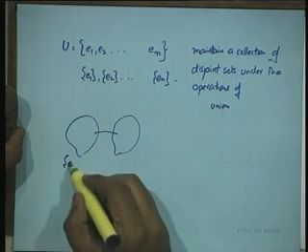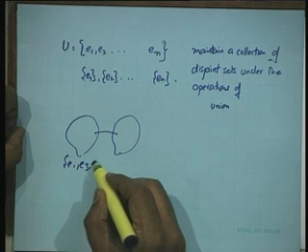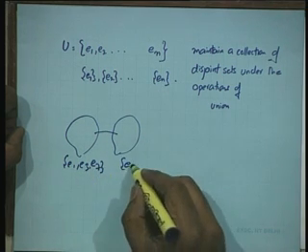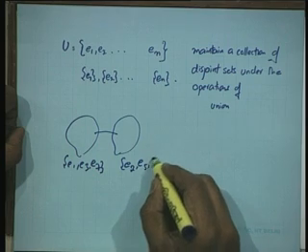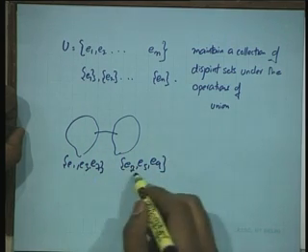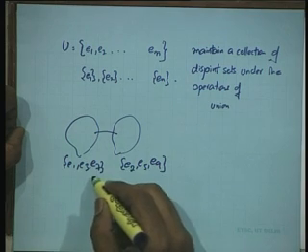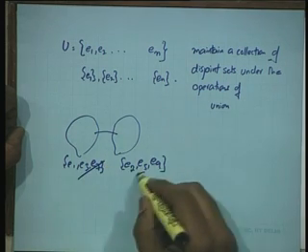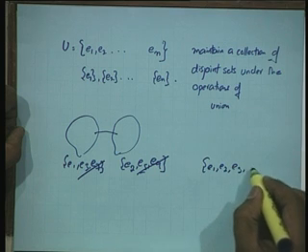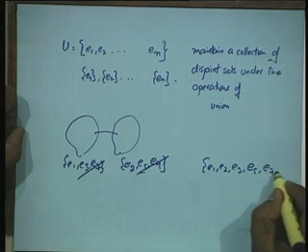Suppose this set has E1, E3 and E7 in it, and this set has E2, E5 and E9. Then after the union I should not have these two sets in my collection, but these two sets should get replaced by one set which is E1, E2, E3, E5, E7 and E9.